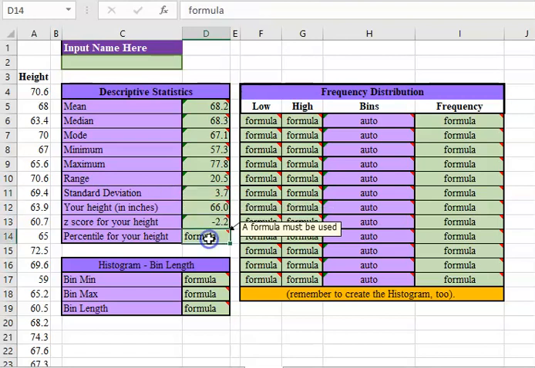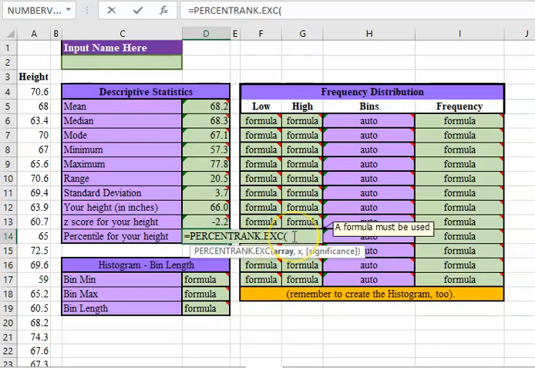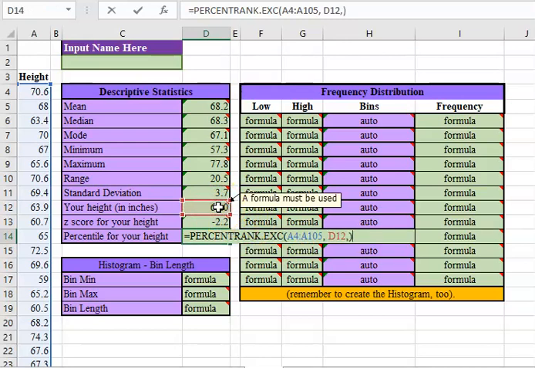Alright, to find my percentile rank, equal percentile, I'm going to select PERCENTRANK.EXC. This function excludes the first percentile and the last, which is the 100th percentile. So to calculate the percentile rank of my height, I'm going to enter the whole data set, then comma after the whole data set, and copy my height, comma, close the parenthesis, enter.